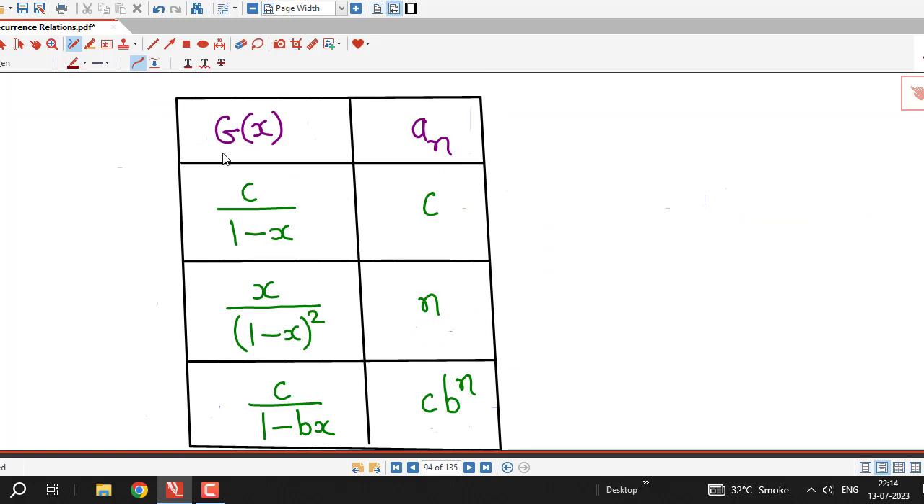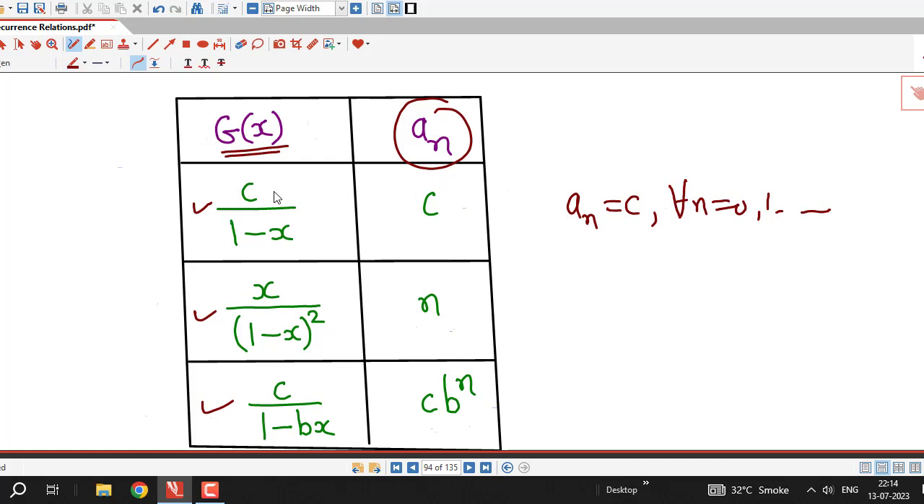So this is the summary of lecture number 13, in which we have seen that if our generating function is given, then we can decide the nth term of the corresponding sequence. We will remember this. Suppose we have c over 1 minus x, then this is the generating function of the sequence an whose terms are constant, an equal to c for all n equal to 0, 1, 2 and so on.